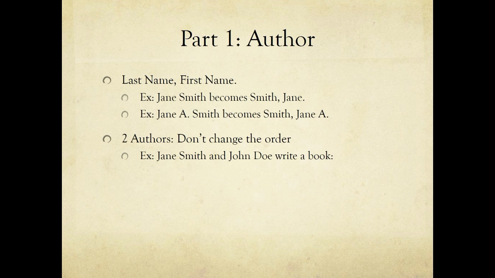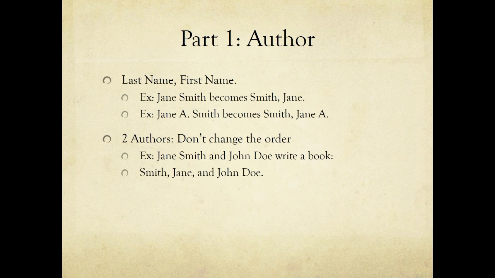So, for instance, if you had somebody, let's say Jane Smith and John Doe wrote a book together, you would still put Smith, comma, space, Jane, but instead of a period after Jane, you would put a comma, space, the word and, not an ampersand, but the actual word and then John Doe, just straight right off the bat, and then put a period afterward.